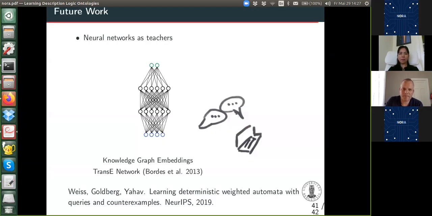Yes, so I think this is related to this last part. One of the ways is to consider this neural network as the teacher. So we have these exact learning algorithms, and you have a way of traversing the search space, a way of posing queries depending on an ontology language. And if one would consider the oracle of the system as a neural network, we would try to learn these concept inclusions by posing queries in a systematic way.